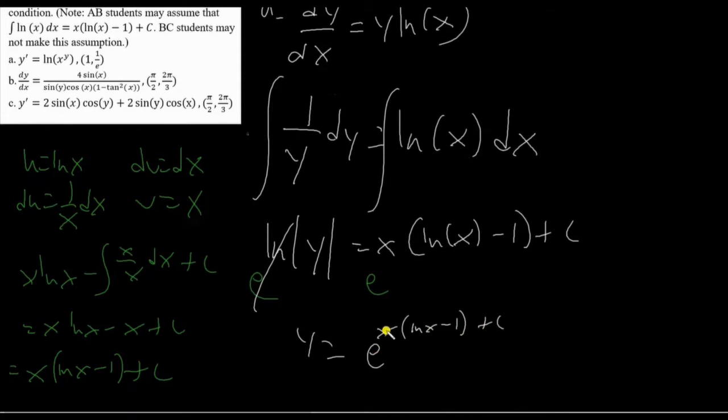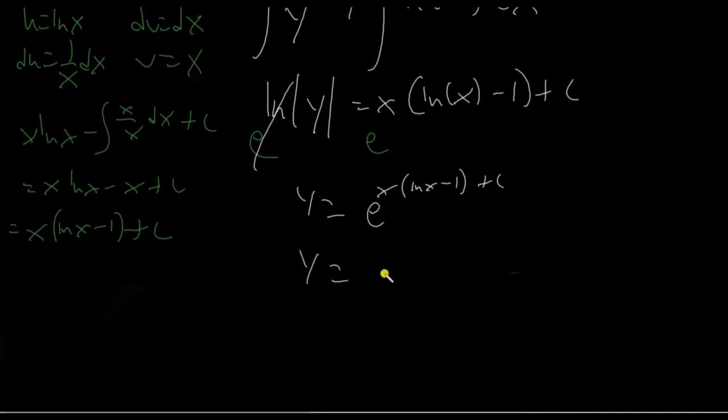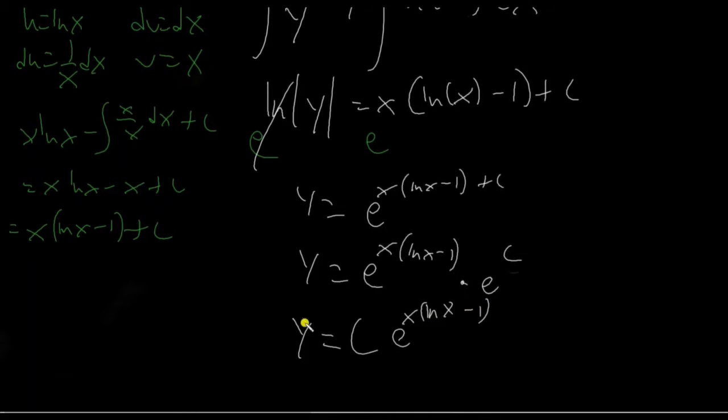And when we have e to the two exponents being added together, it's basically the same as the two things being multiplied. So you can take this and multiply it by e to the c, and e to the c is just another constant, right? e is a constant, c is a constant, so e to the c is a constant. I can just replace this with one big C, so we get C e to the x ln x minus 1. So this is my final equation.